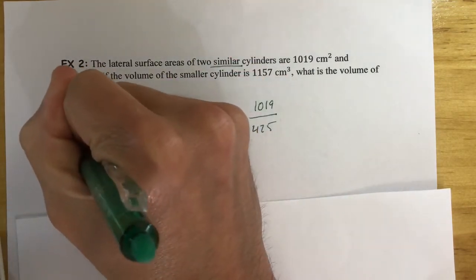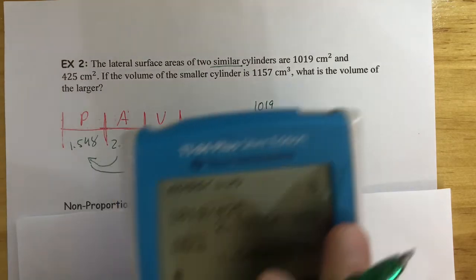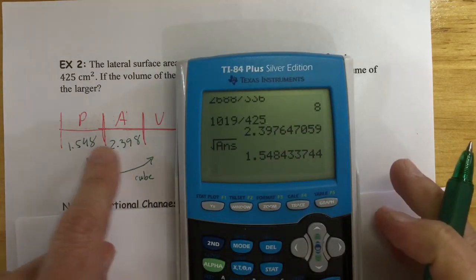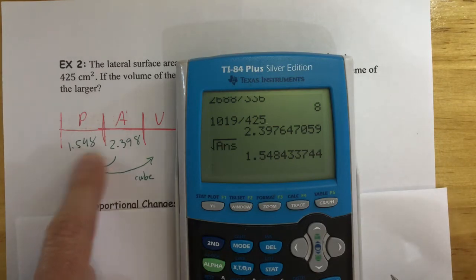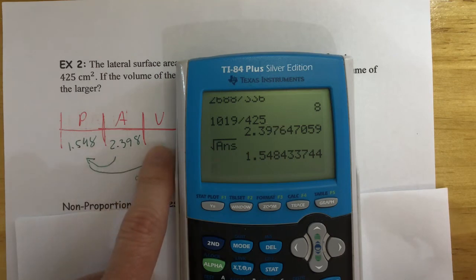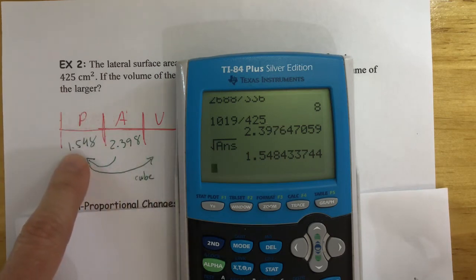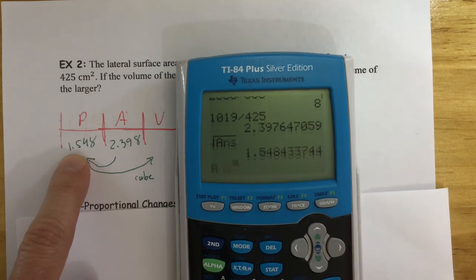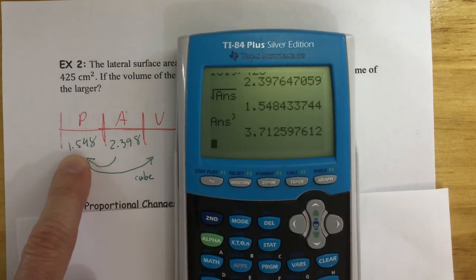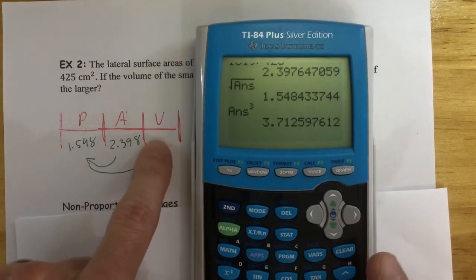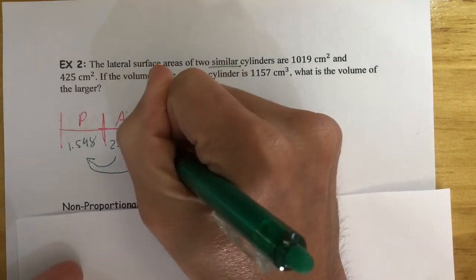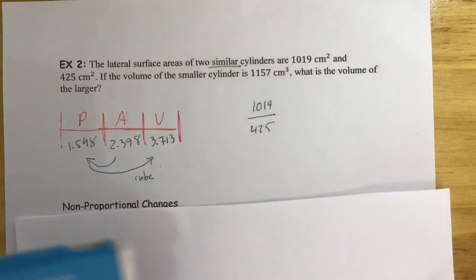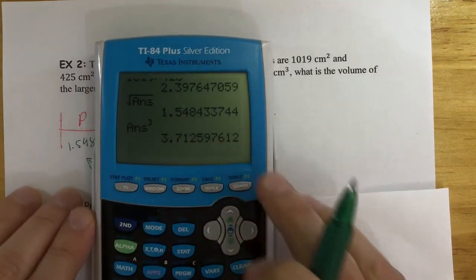1.548. Again, it doesn't matter on the rounding because I'm going to keep it in here. So compared to example number 1, this is like the 2, and this is going to be the 4, right? So this is 2, this would be like the 2 squared, and then I should get a 3 squared. So if I take that one-dimensional scale factor now and I cube it, it's going to give me the comparison for the volumes, which would be 3.713. Now, I'm keeping the number in the calculator so it all works out fine.